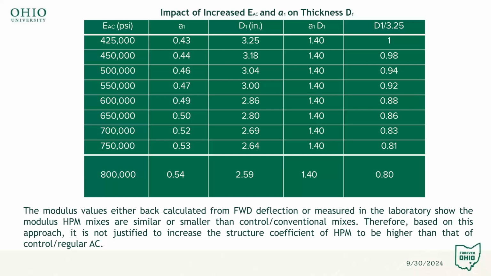The modulus value, either back calculated from falling weight deflection or measured in the lab, shows the modulus of high polymer mixes is similar or smaller than the control conventional mix. Therefore, based on this approach, it's not justified to increase the structural coefficient of high polymer asphalt to be higher than that of control or conventional asphalt concrete.